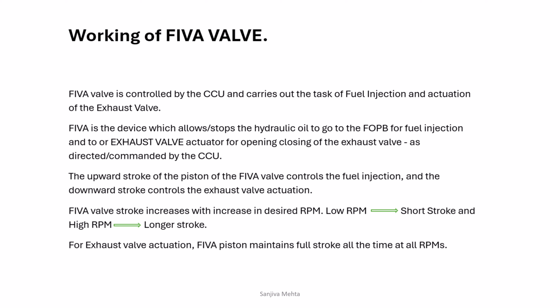Of course, the speed, how quickly it rises, it can go up and come down and quickly go up again, and not go down enough to open the exhaust valve. Remember, for exhaust valve actuation, the FIVA piston maintains full stroke all the time, irrespective of RPM, because we don't want to control the stroke. We only want to control the timing of the exhaust valve. But for injection, we want to control the stroke also, because that controls the amount of fuel going. All right.